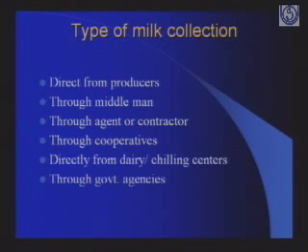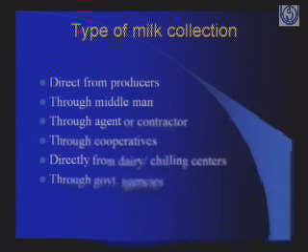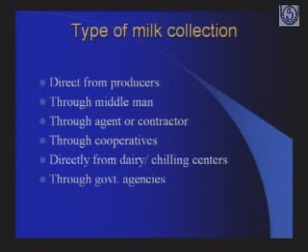Then the fourth system is through cooperatives. Now in this case, cooperatives of the milk producers are formed, and these milk producers will be bringing the milk to the common points where these cooperatives will be collecting milk. They will be testing the milk for fat percentage or SNF percentage. They will be making the payment to the producer, and they will receive the payment from the milk plant.